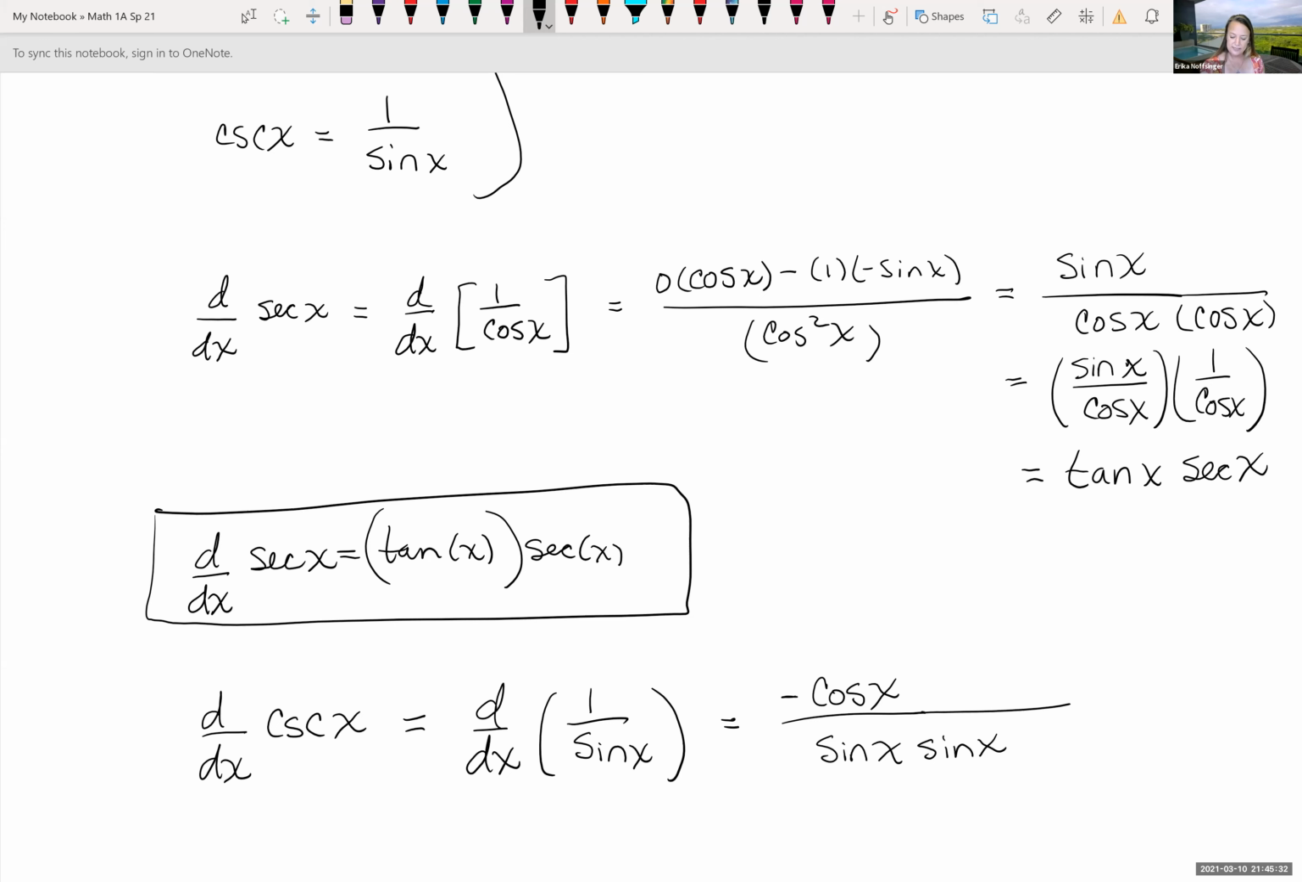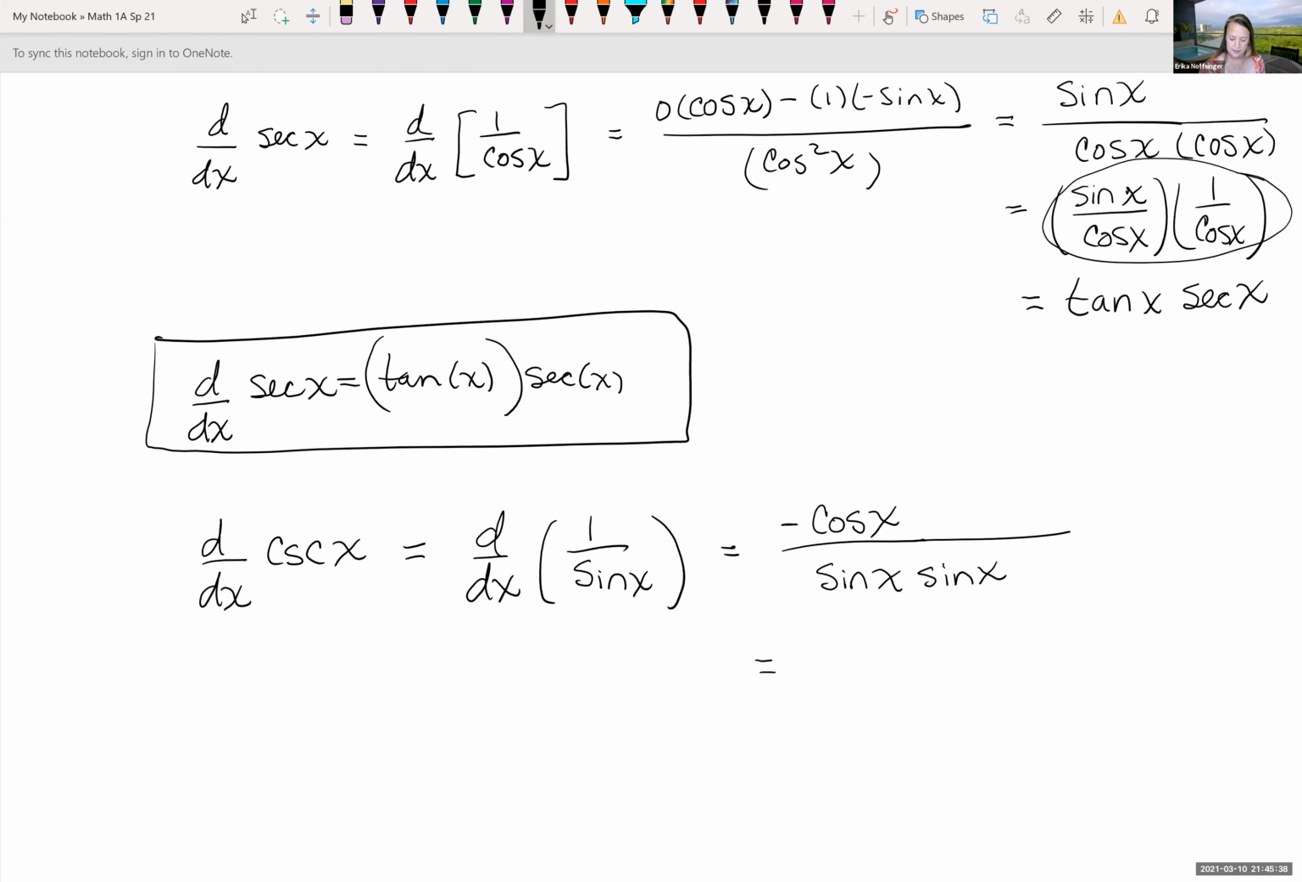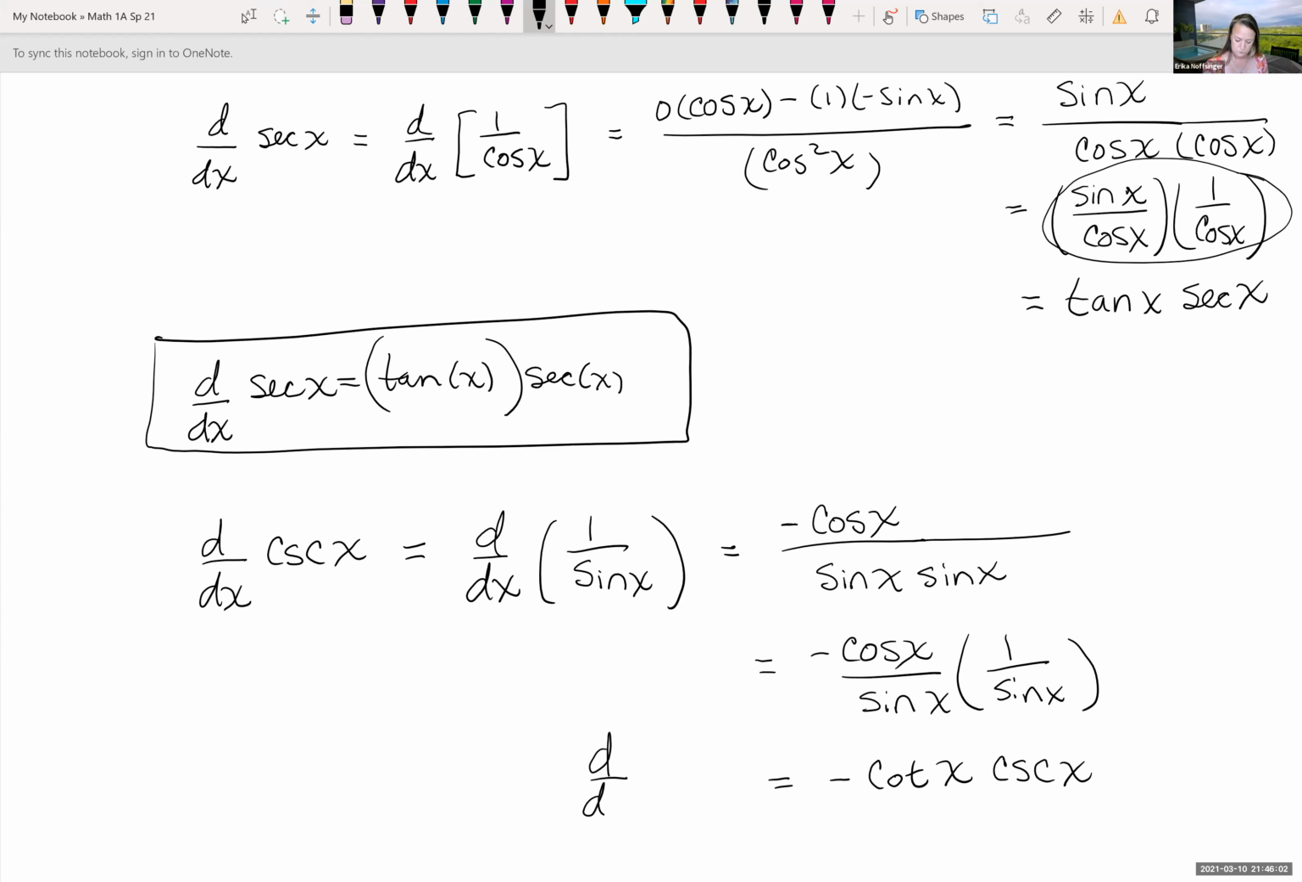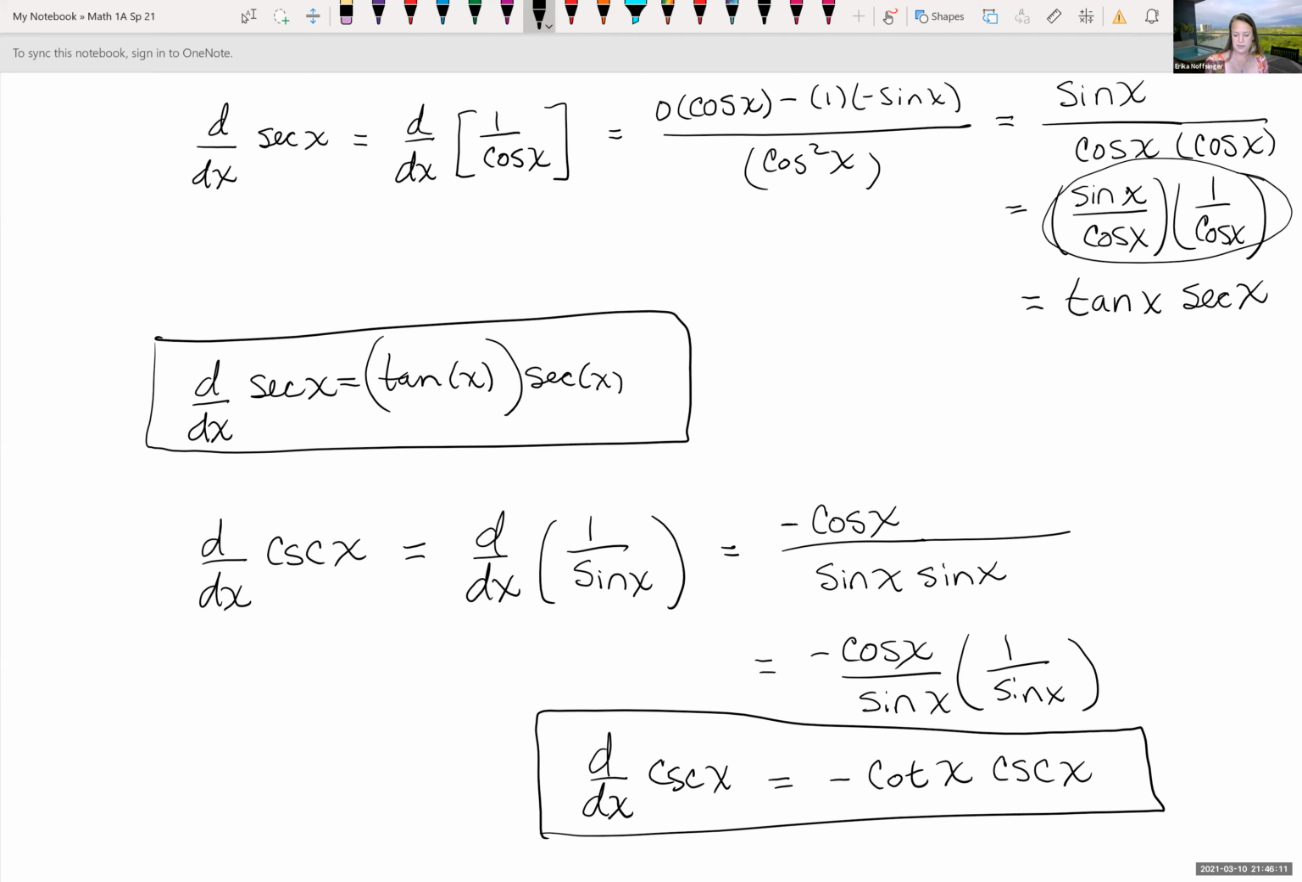Same sort of idea that we did over here. We're going to break it up as 2 separate fractions and multiply those 2 separate fractions: negative cosine X over sine X, all times 1 over sine X. Well, cosine over sine, that's cotangent. So this is negative cotangent X. And 1 over sine X, that is cosecant X. So the derivative of cosecant X is negative cotangent of X times cosecant of X.